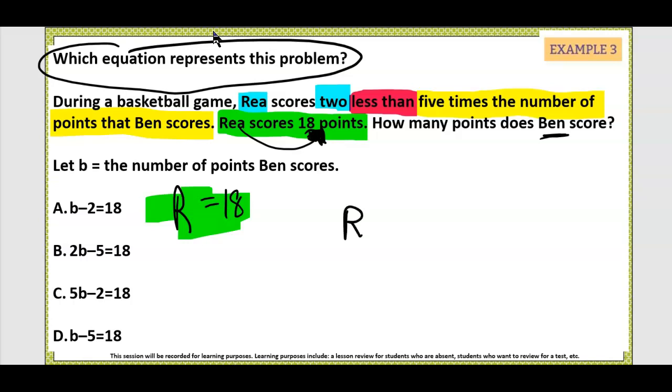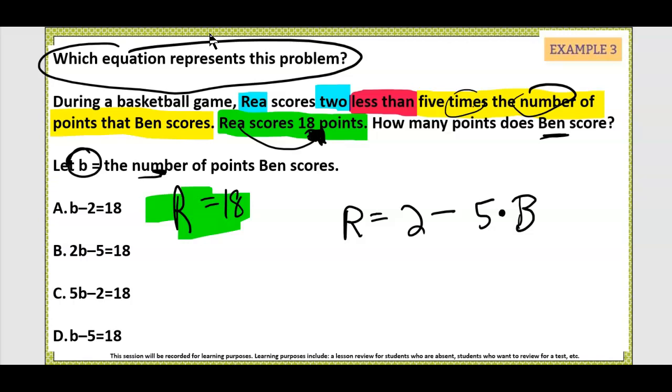So Ray scores also equals 2 less than 5 times. Oh, I forgot, you can't use X for times anymore. We're in 6th grade now, we start using dots. Times the number, and whenever you see number, they're saying let B be the number of points for Ben. So that's the number of points Ben scores. Oh, that's convenient.